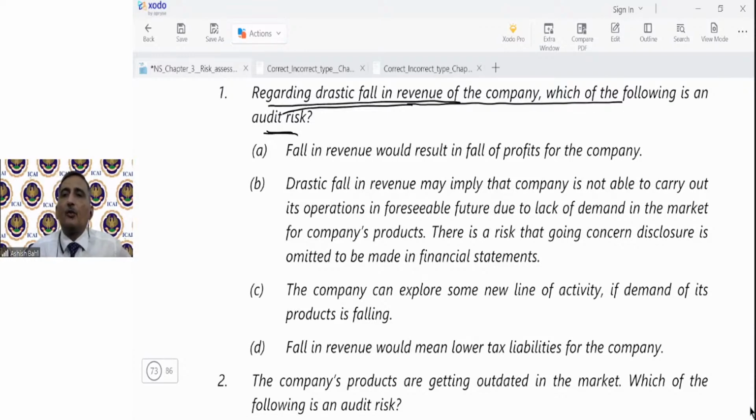अब कंपनी का रेवेन्यू स्टूडेंट्स 50 करोड़ से 5 करोड़ रह गया, तो क्या ये ऑडिट रिस्क है? तो इसमें से कौन सी स्टेटमेंट ऑडिट रिस्क है? ये क्वेश्चन आपसे पूछ रहा है कि कंपनी का रेवेन्यू 50 करोड़ से 5 करोड़ रह गया क्योंकि कंपनी के प्रोडक्ट्स की डिमांड मार्केट में कम हो रही है। तो इनमें से कौन सा ऑडिट रिस्क है?